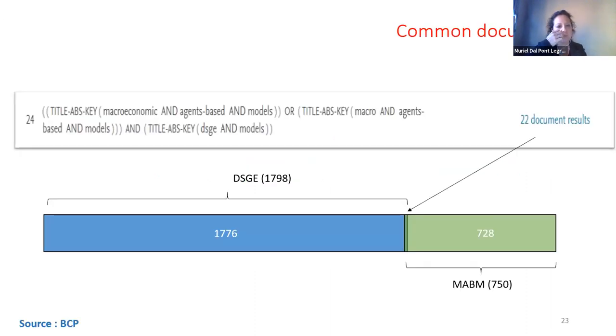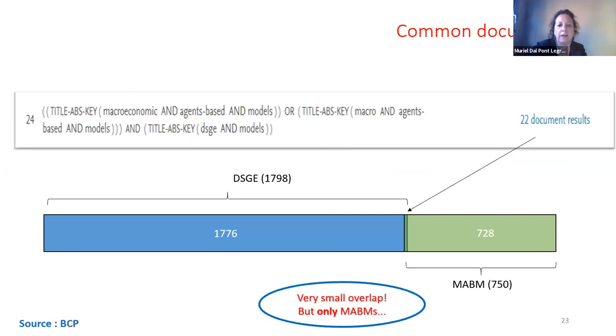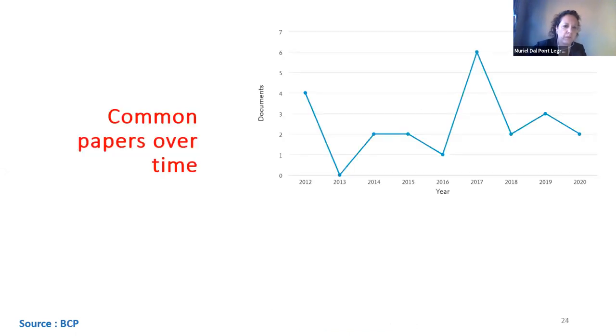So when we select the two sets of papers, DSGE and macroagent-based, we had only a small overlap between the two sets, which means that we had reasonable keywords, because a big overlap would have been a bad choice of keywords and not proper sets. And then the idea is that in the 22 documents which are common to the two sets, there are only macroagent-based models. So it is only macroagent-based models which refer also to DSGE in the keywords and not the reverse.